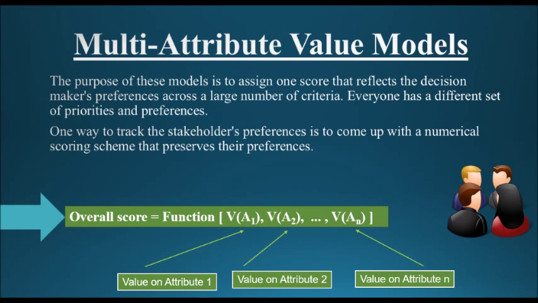One way to track the stakeholders' preferences is to come up with a numerical scoring scheme that preserves their preferences. The equation below provides a way of scoring the judgments of a single member of a team. For example, A1 represents the value of attribute 1, A2 represents the value of attribute 2, and AN represents the value of attribute N.